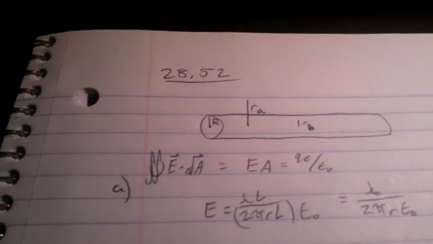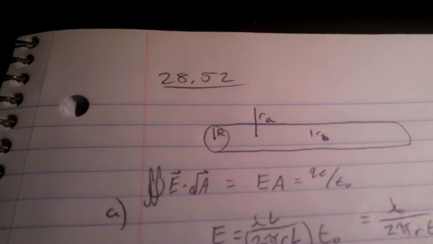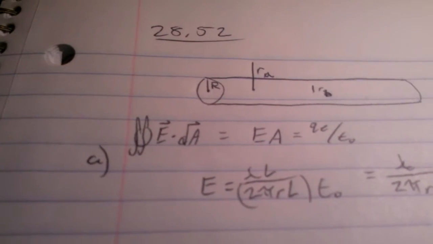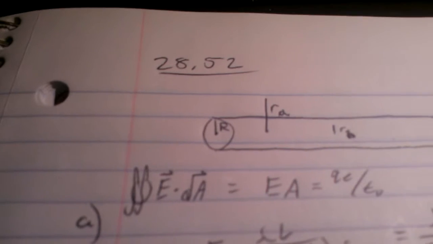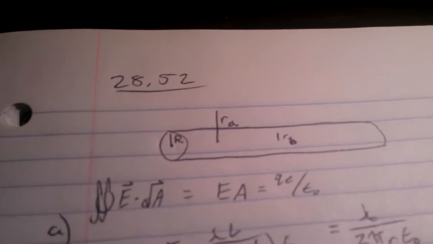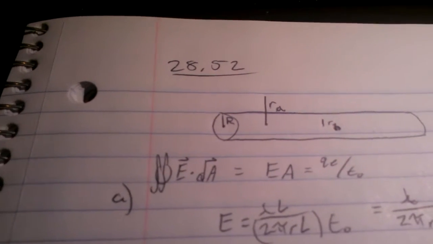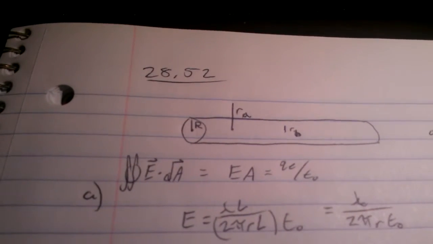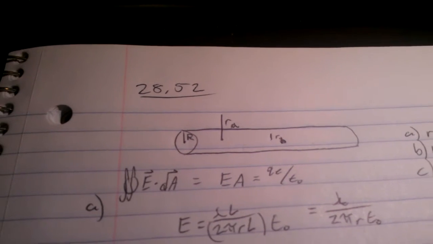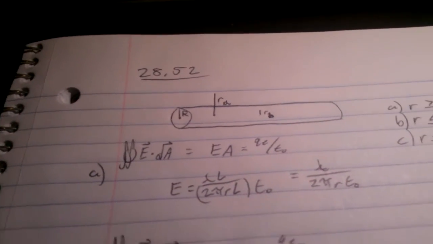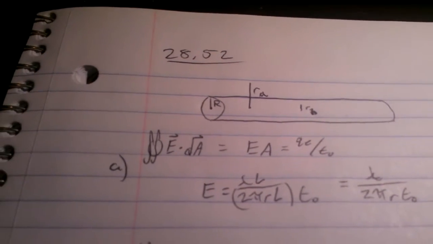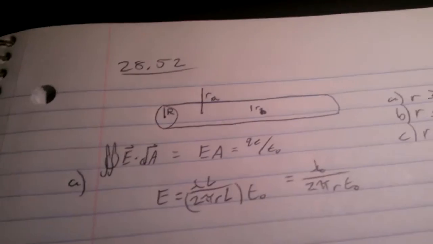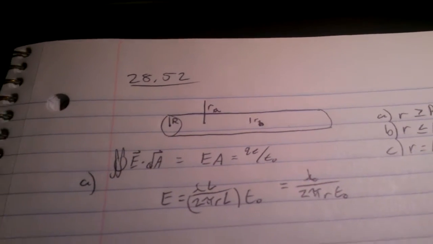Alright, so here we have problem 52 of chapter 28, and that question asks, a very long uniformly charged cylinder has radius capital R and linear charge density lambda. Find the cylinder's electric field, A, outside the cylinder, little r is greater than or equal to big R, and B, inside the cylinder, little r is less than or equal to big R. And then part C asks to show the answers to parts A and B match, so basically saying that they match at little r equals big R.